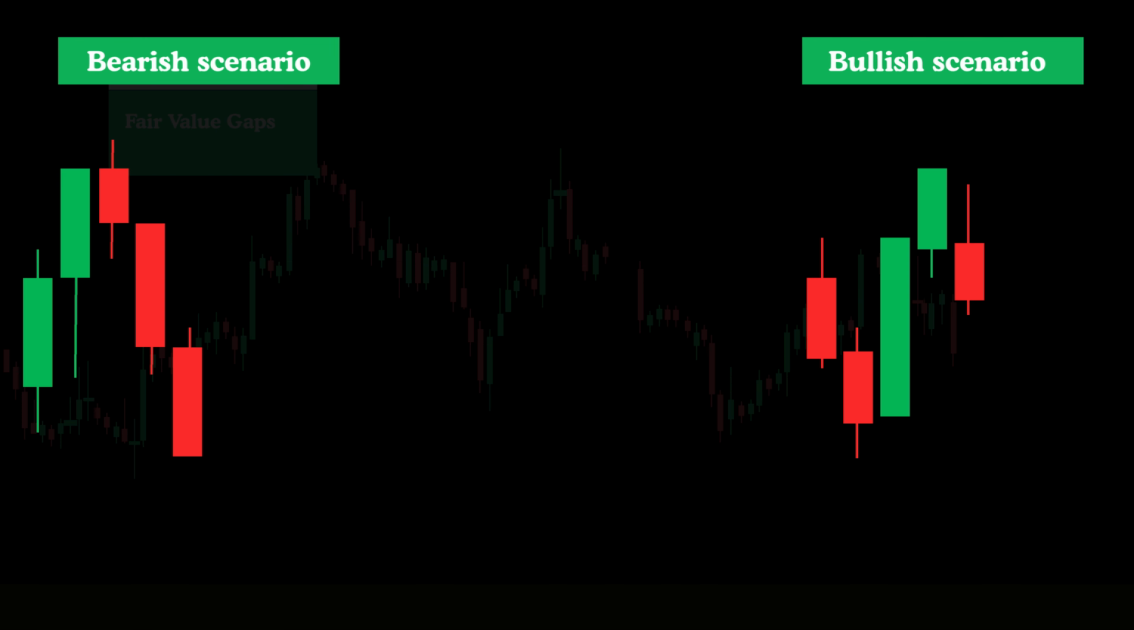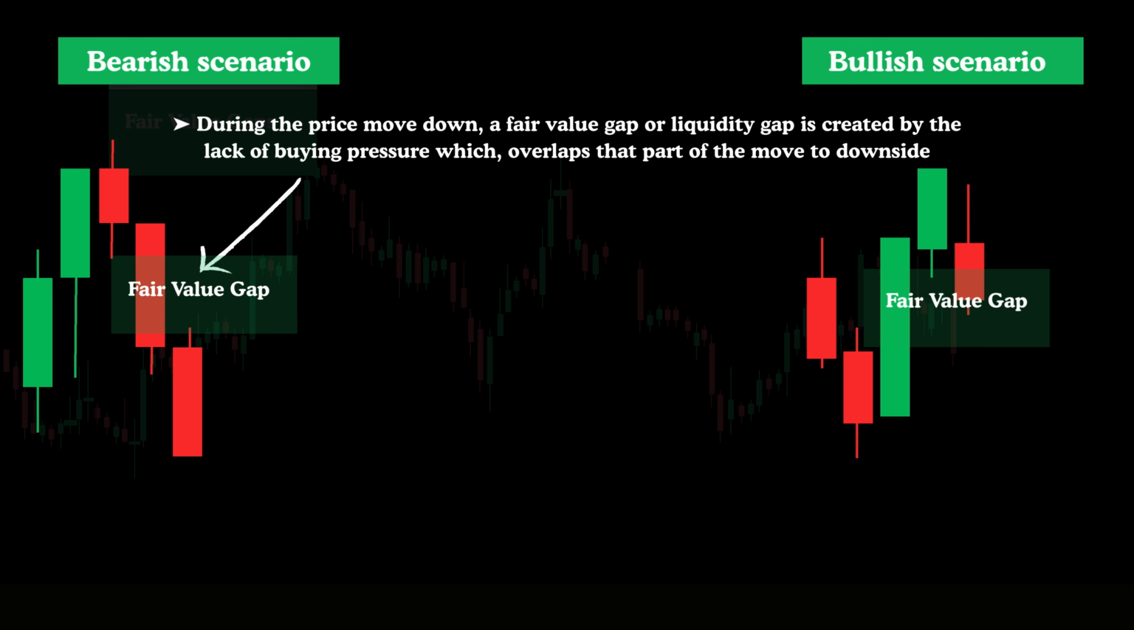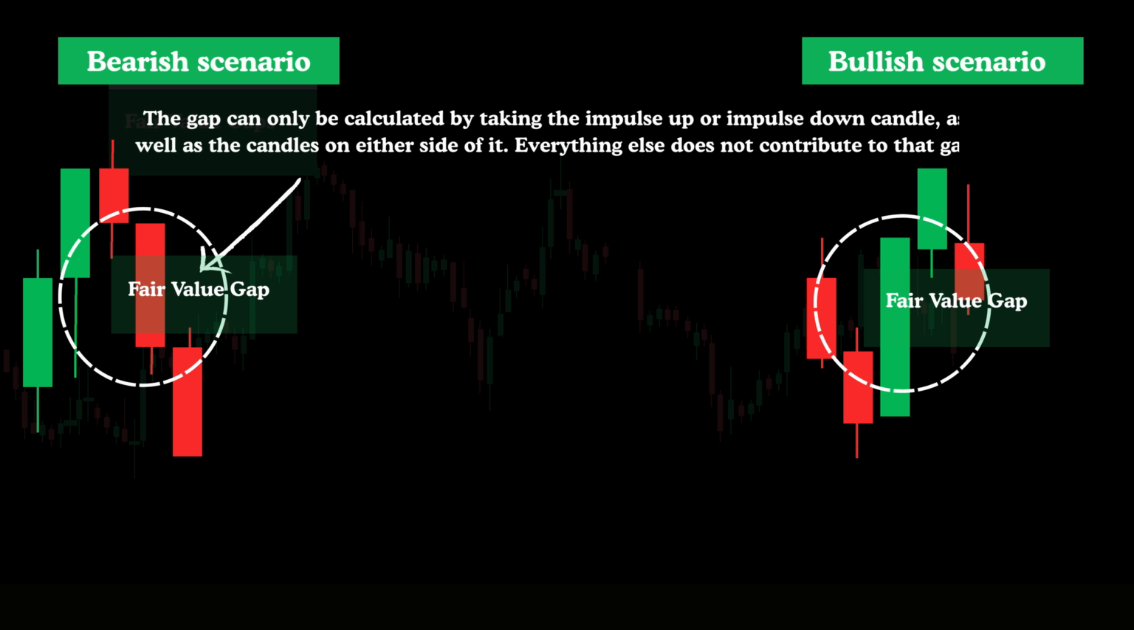So let's break down how to recognize a fair value gap. Fair value gaps emerge within a three-candle formation and typically show up as a dominant candle where the upper and lower wicks of the candles beside it do not fully intersect its body. This makes the fair value gap zone the space between those wicks aligned with the body of the central candle.